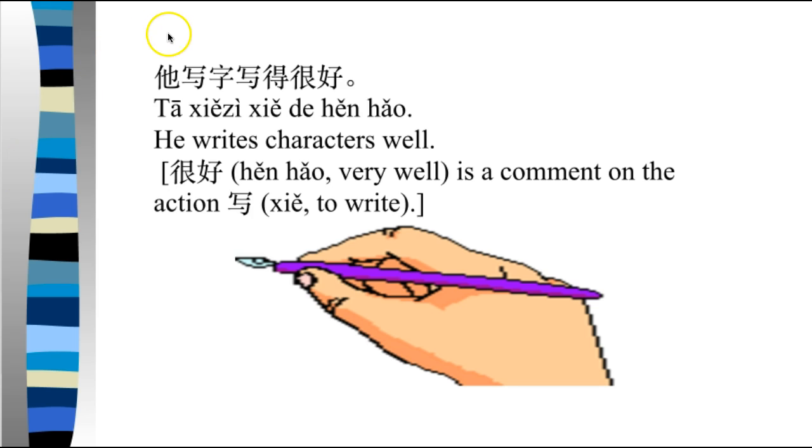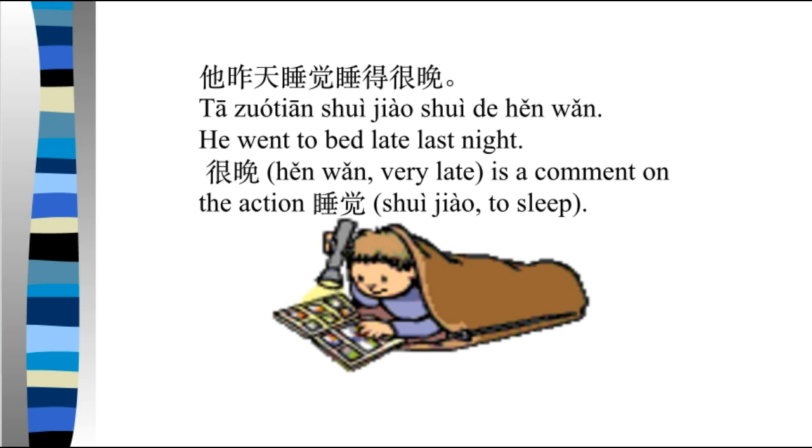Let's look at another example. 他写字, we'll learn this phrase later. 他写字写得很好. The verb here is 写, to write, and this person wrote it very well. How do I say he went to bed late last night? It's the same thing because to go to sleep is also a verb object. 睡觉 is a verb object. So you're going to repeat the verb by saying verb plus object plus verb plus 的 plus the adjective. 他昨天睡觉睡得很晚. Yesterday he slept really late.